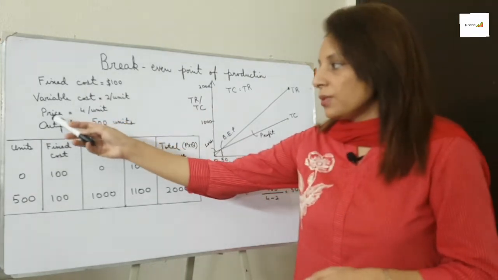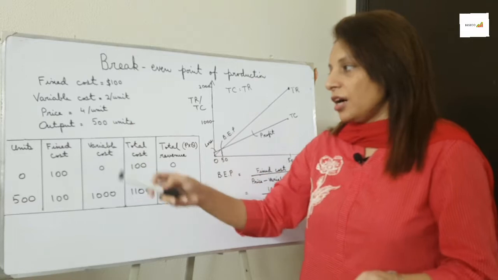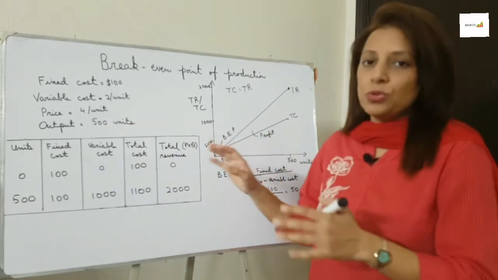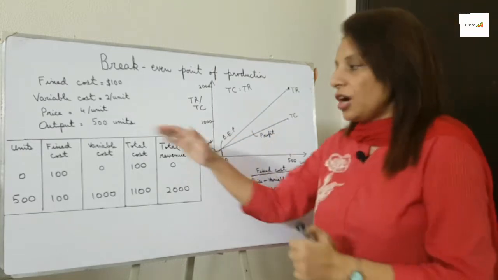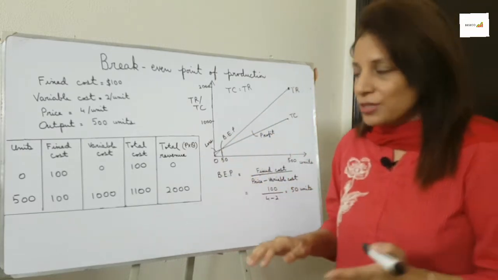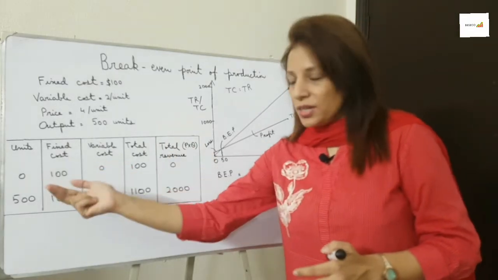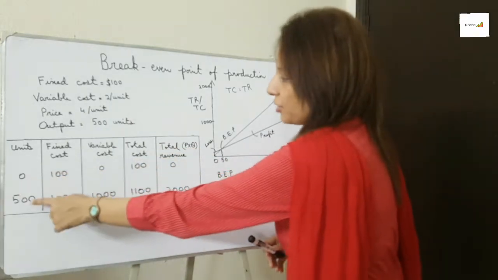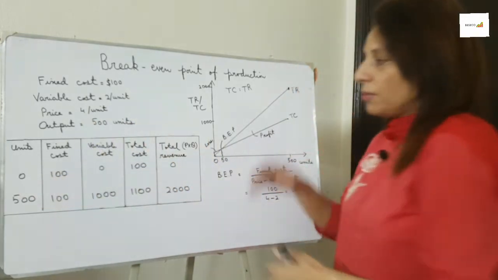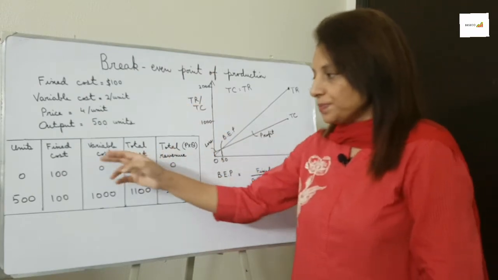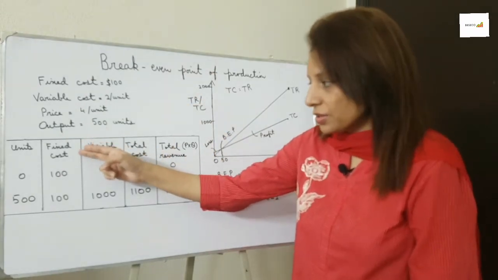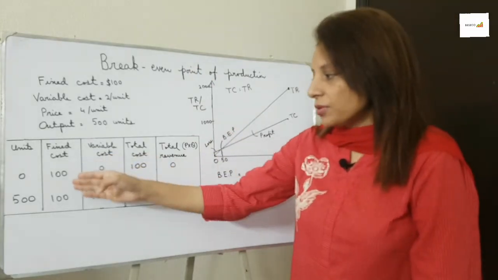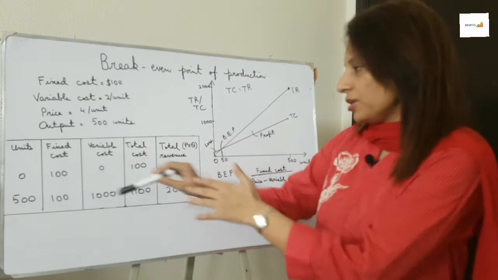Then we would be given the price, that is 4 per unit. I have taken output of 500 units. Now, when you have to draw this graph, you have to make a table. I always recommend students to take just 2 points, the minimum point and the maximum point. So I have taken 0 and 500, because 500 was the maximum level of units in this question. Next column is fixed cost. As it remains fixed no matter what the level of production is, I have put the same 100 at both the levels.